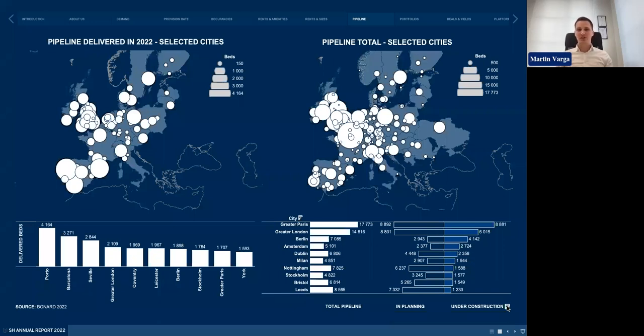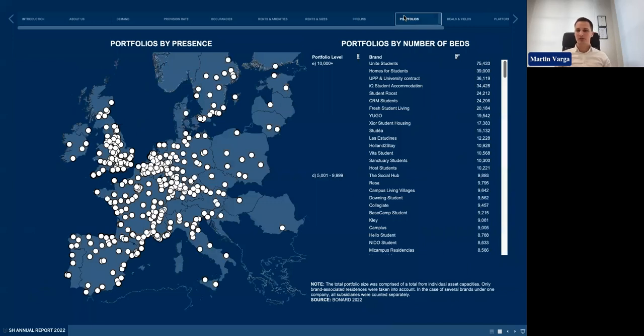With this increasing exposure of the stakeholders and the larger pipeline and activities across the market, the number of existing operating private portfolios across continental Europe and the UK has risen over the years as well, which leads me to the next dashboard, and this is the portfolios.